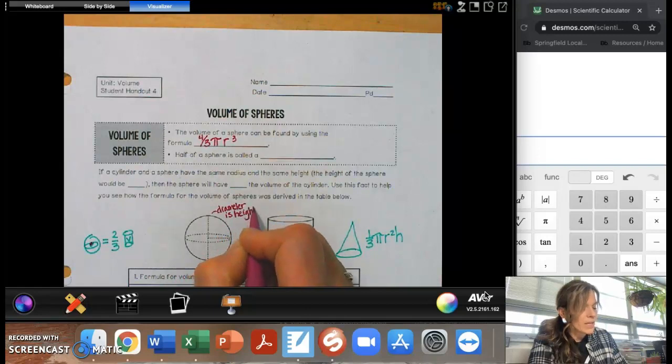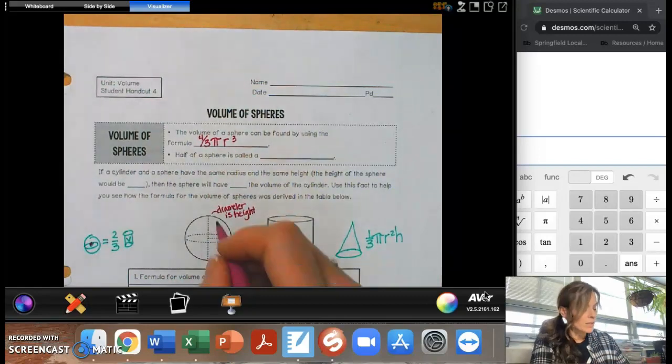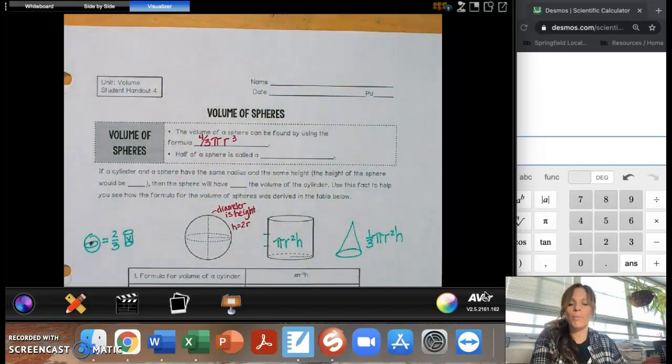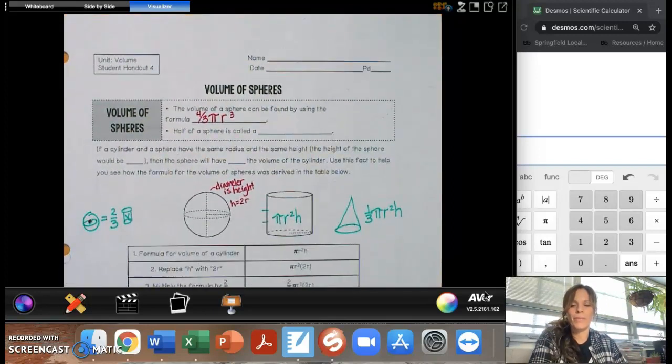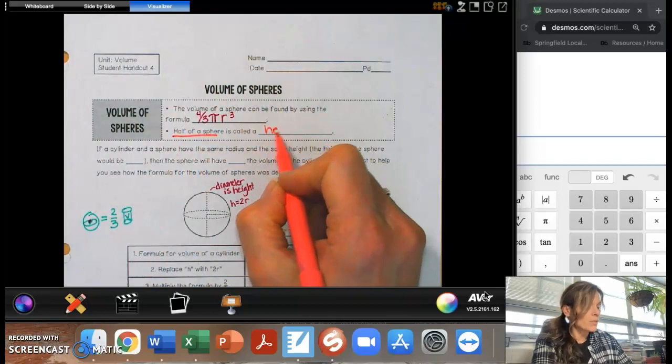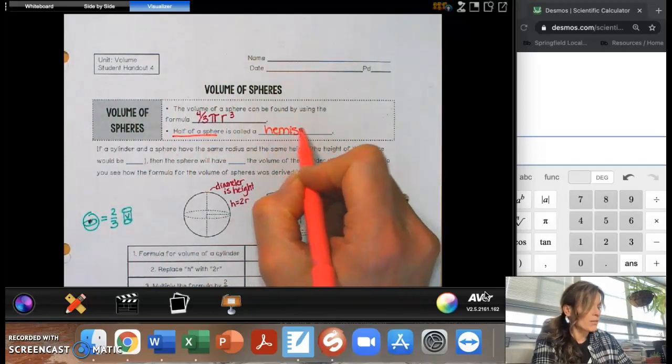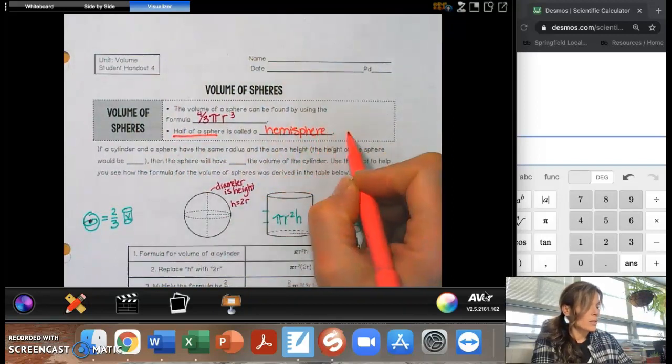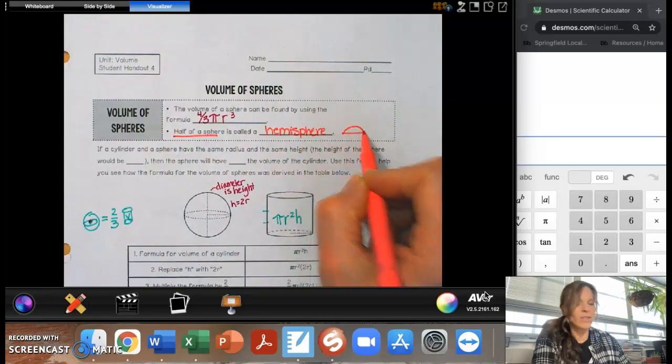And we know that the diameter is 2 times the radius. So the height is really 2 times the radius. That's another key piece to keep in mind. All right, not only are you going to do spheres today, but you're going to do half of a sphere, which is called a hemisphere. So it's going to look like half of a sphere.